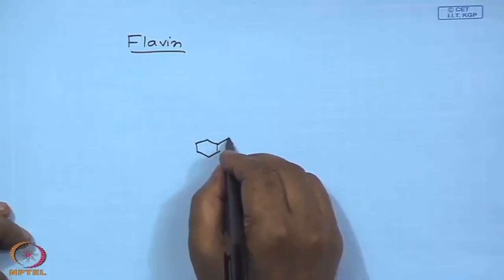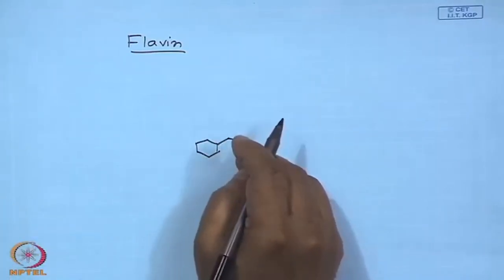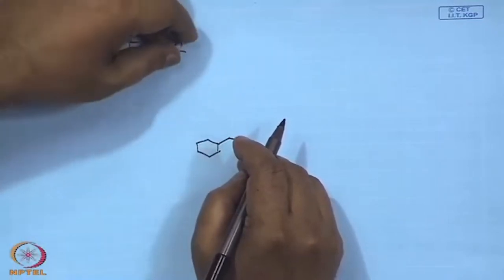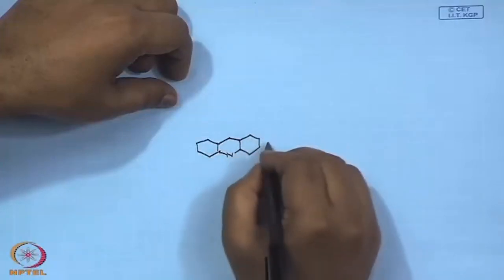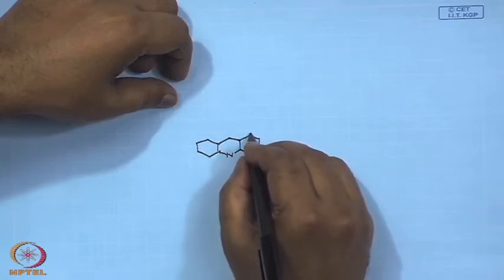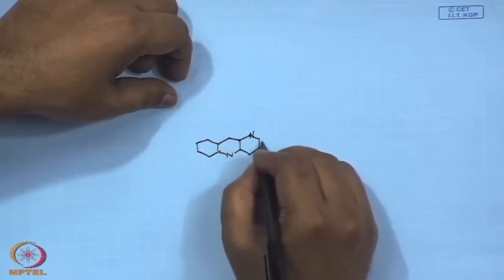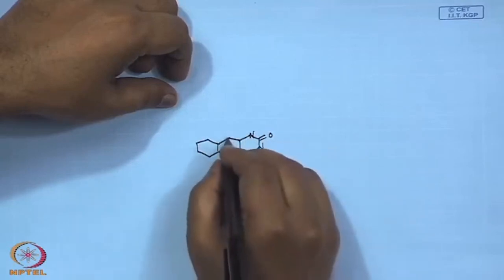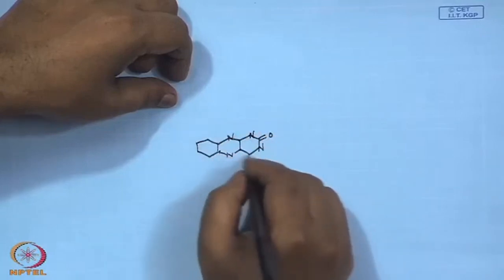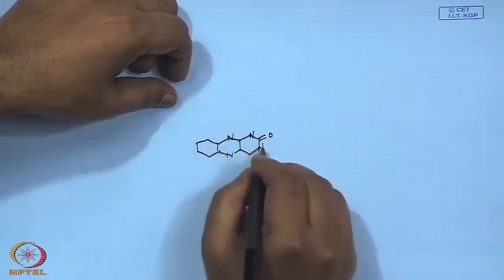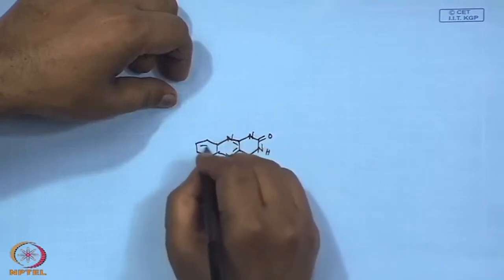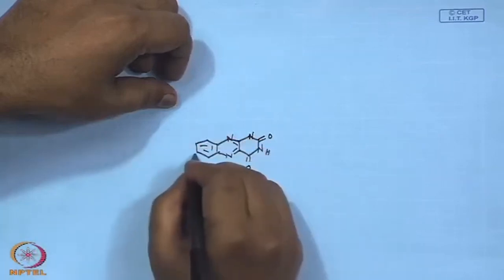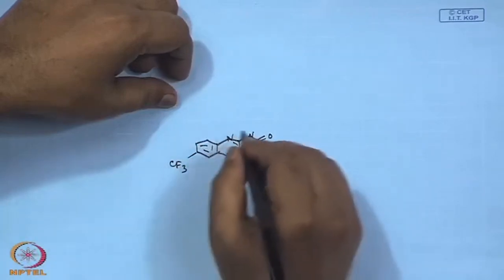Flavin is again a pteridine derivative. So it's a benzopteridine derivative. That means there is a nitrogen up here, and this portion is basically the pteridine derivative. This NH here, carbonyl, and then this. I'm just writing only one specific one because this is pretty useful.